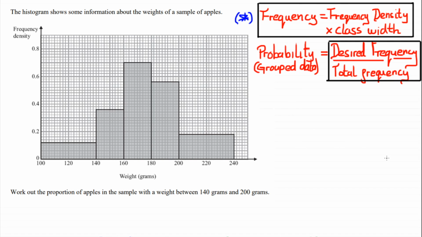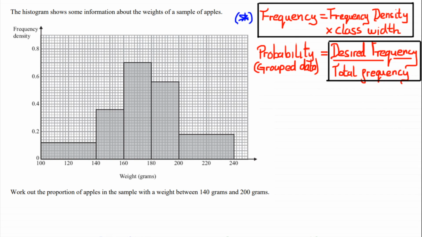Okay, all right. Thank you guys very, very much for participating in that. It's time to go through this. So we've been given a histogram and we've been asked to calculate the proportion of apples. Another word for proportion in this context is probability. Now a histogram is another way of representing group data. So we're going to use this formula here in order to calculate the probability.